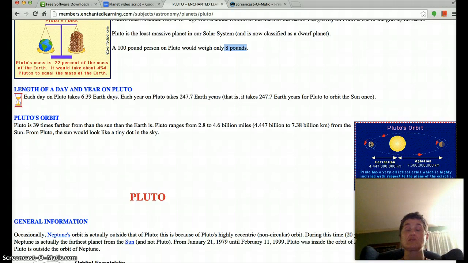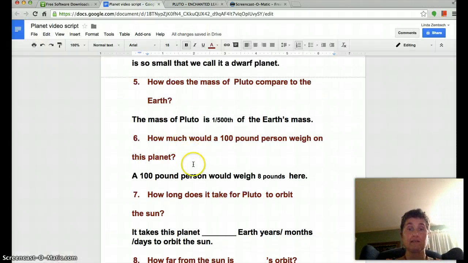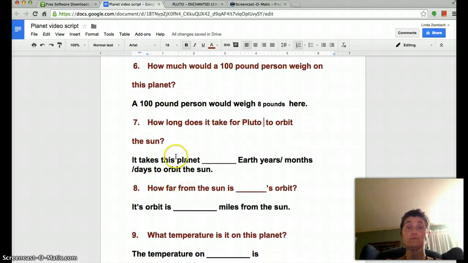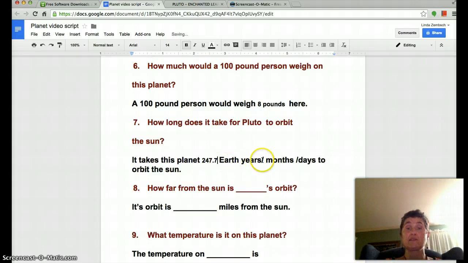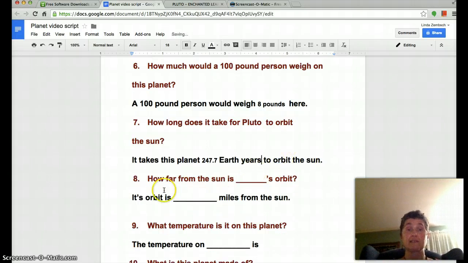years. So in the time that Earth goes around 247 times, Pluto only goes around once. So I'm going to cut that and I'm going to put it in. So it takes this planet 247 Earth years, not months, not days, to orbit the Sun.